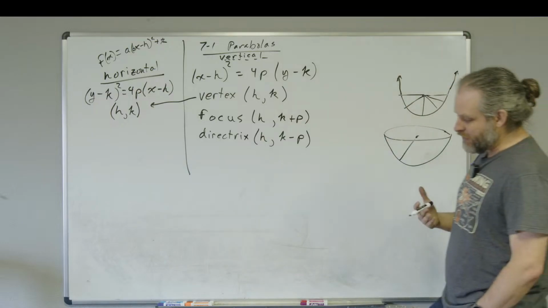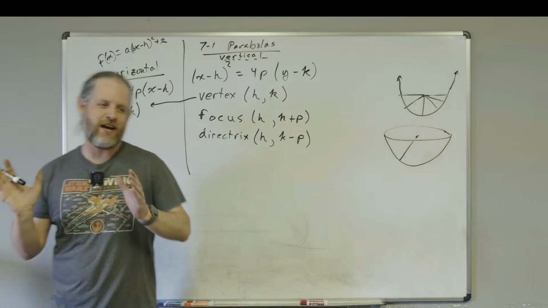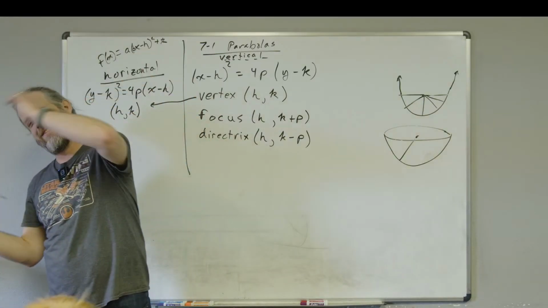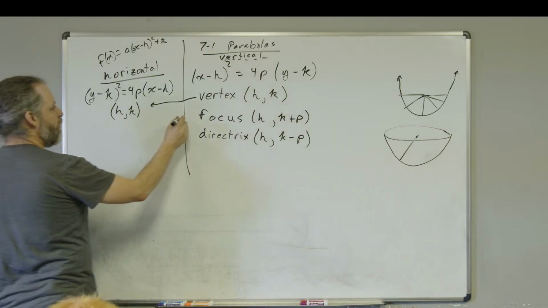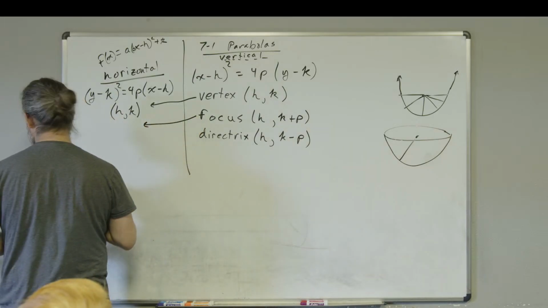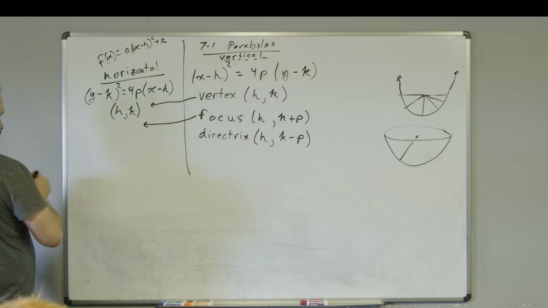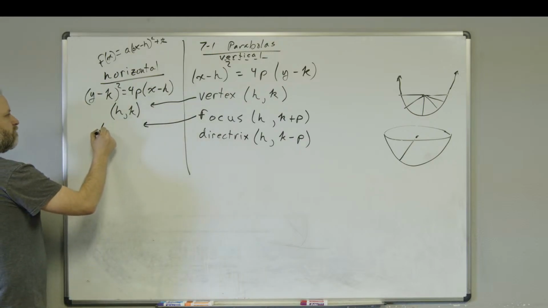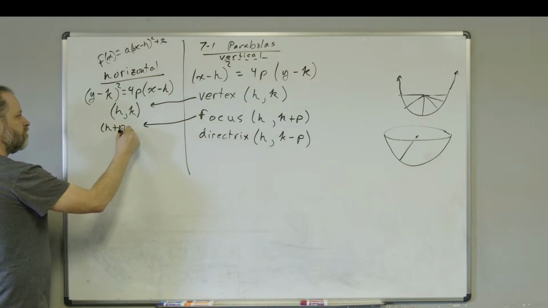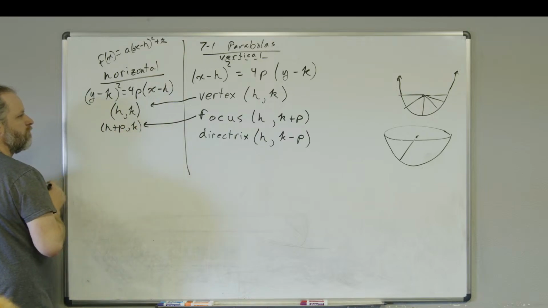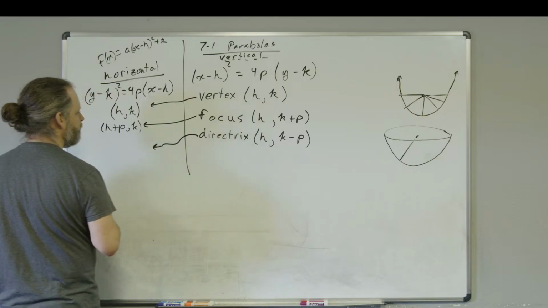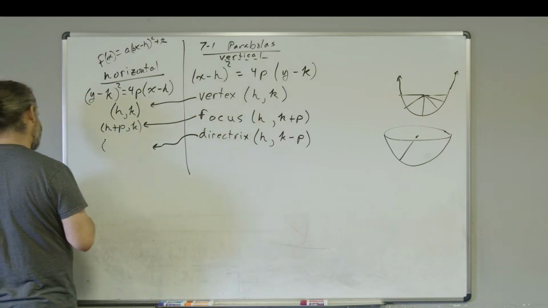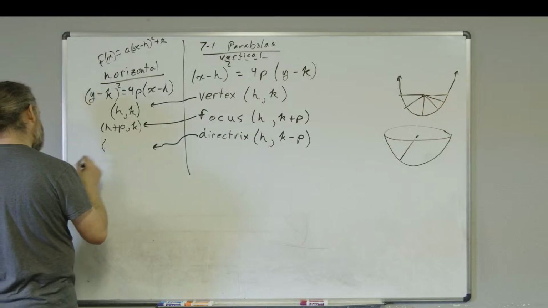Now, the focus is going to be different, right? Because we're turned sideways. We're open left or right, not up and down. So, what is the focus going to be? H plus P and K. That's right. And what is the directrix? The opposite of the focus. Minus P. H minus P.